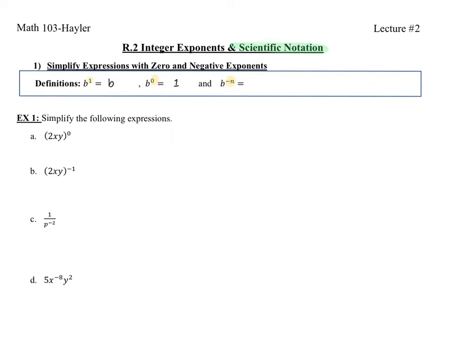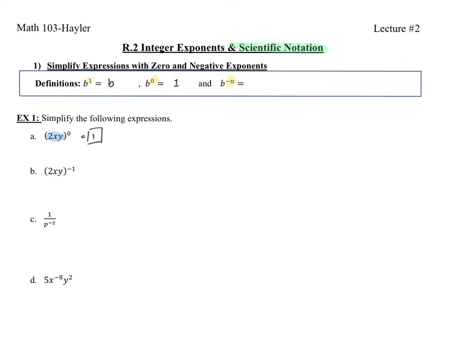All right. So let's go ahead and simplify these. First example, 2xy to the 0 power. So this is saying the whole thing is raised to the 0 power. Well, anything raised to the 0 power is just 1. And that's my answer. Regardless of what the thing is, if it's raised to 0, it is 1.